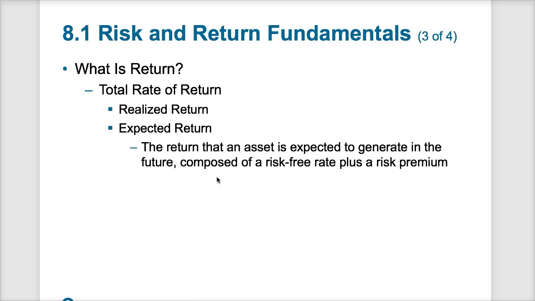So let's talk about return: realized return and expected return. The realized return, of course, is the return that you end up with. The expected return is what you expected the asset to generate in the future. So it's going to be composed of, calling back to chapter 6, the risk-free rate plus the risk premium. So we have a realized return, and then we have the expected return. And the expected return helps us to gauge or manage the risk of an asset.